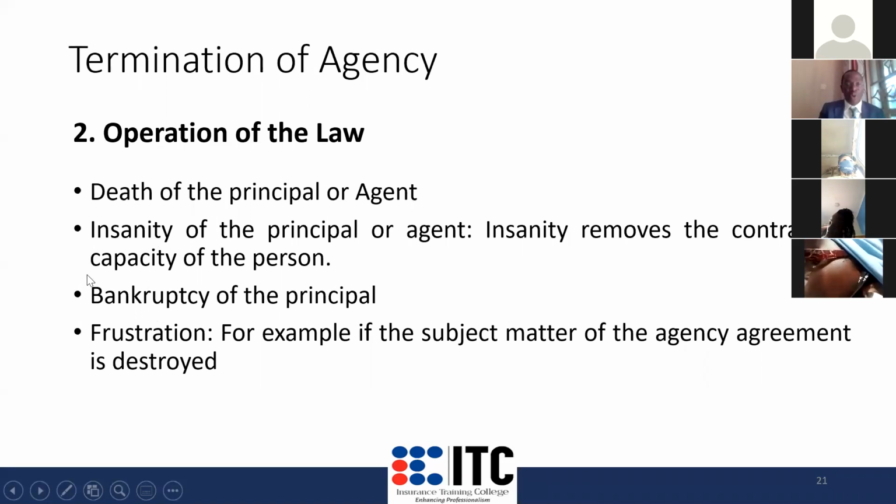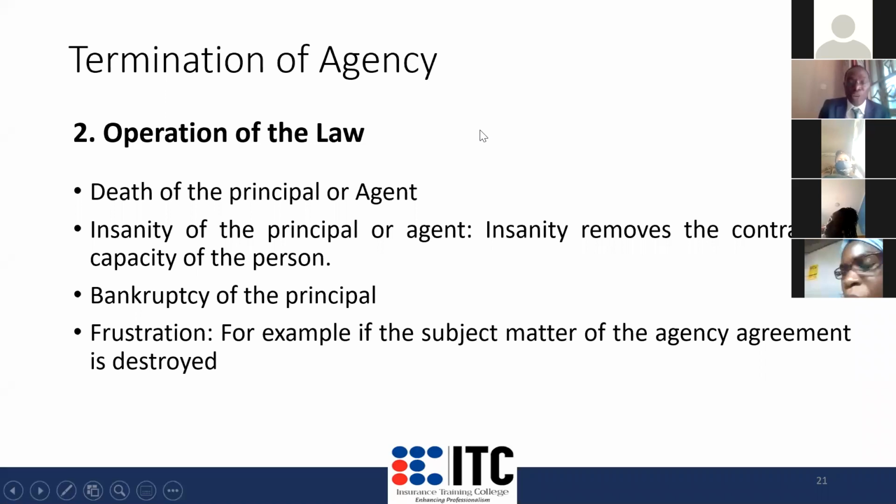Because we said we were going to look at 2 ways. Number one, we looked at the acts of the parties, you and your employer. So number two, we have operation of the law. This is something that happens and ends the contract by law. The death of principal or agent, if you happen to die, the relationship cannot be passed to your spouse or your friend. Yeah, it ends there.